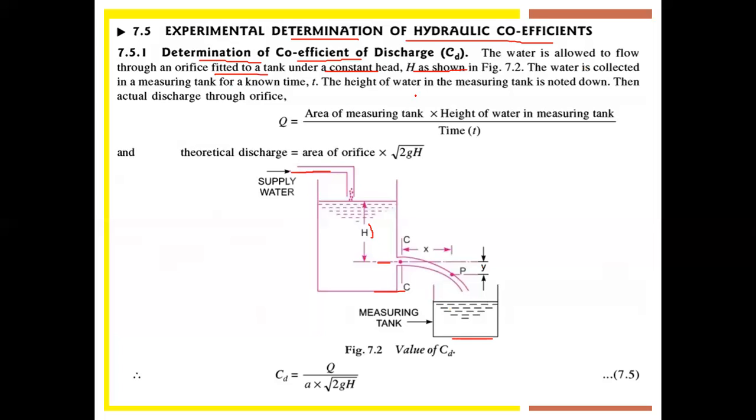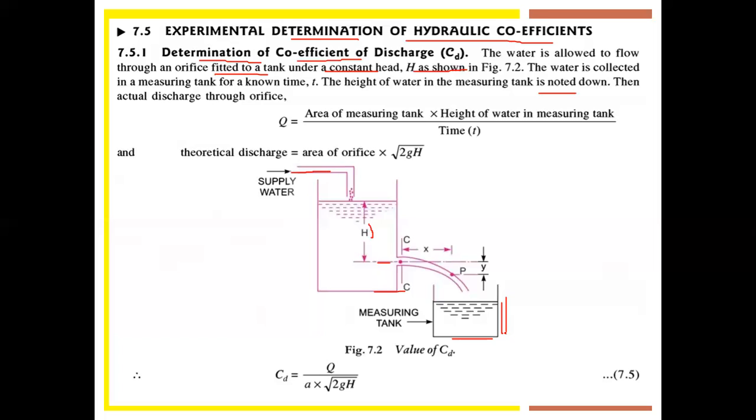The height of the water in the measuring tank is noted down. Then the actual discharge through the orifice Q is equal to area of the measuring tank into height of the water in the measuring tank, divided by the time taken. And the theoretical discharge is A into root 2gH. Now the coefficient of discharge is equal to Q by A into root 2gH.